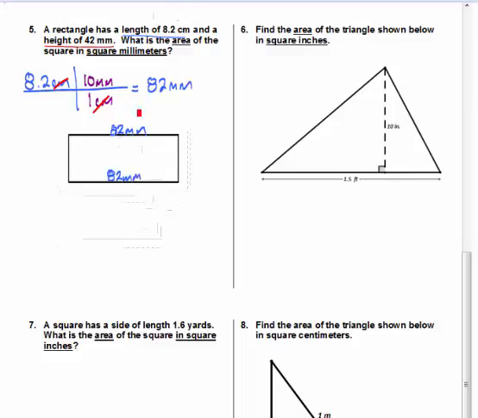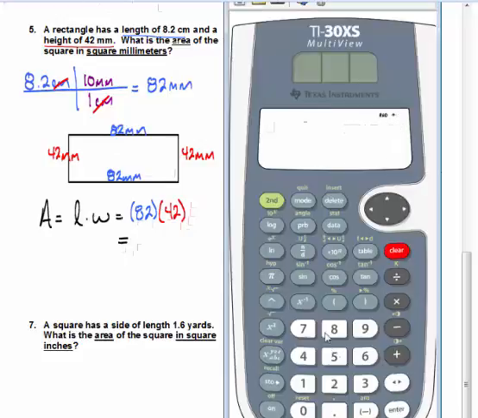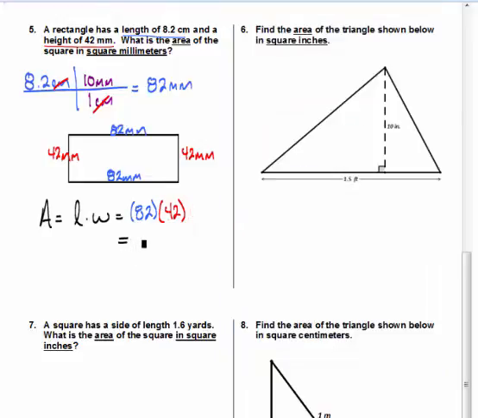And they already gave us that the height was 42 millimeters. And the area of a rectangle is given by length times width. So we have the length being 82 millimeters times the height, which is 42 millimeters. And if you multiply those together, we'd have 82 times 42, 3,444 millimeters, square millimeters. So similar project, we're just using area formulas instead of adding up all the distance around.